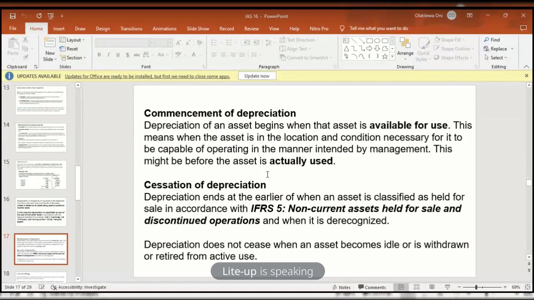Now we talk about how depreciation does not cease when an asset becomes idle or is withdrawn or retired from active use. You continue to depreciate even when there is strike action and the staff are not working. Say there is a situation like COVID-19, there is lockdown, the companies are not operating. That does not stop depreciation charges from being considered.